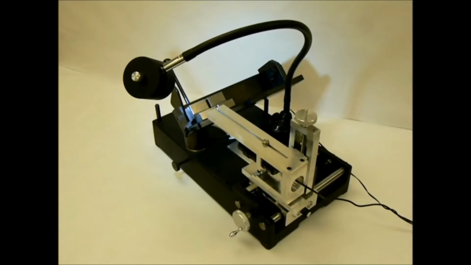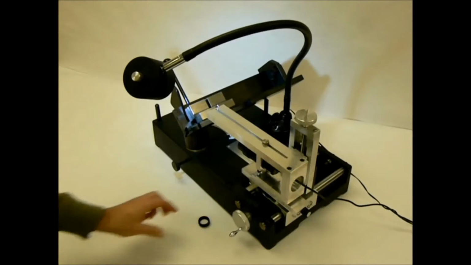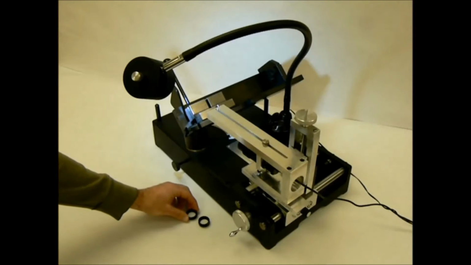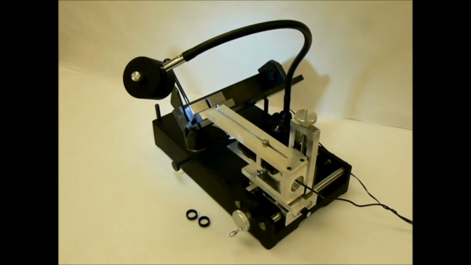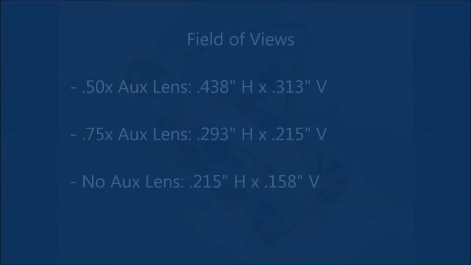The zoom level on the 560 mini video is adjusted through the use of auxiliary lenses. The machine comes standard with two auxiliary lenses, 0.5x and 0.75x. The system can also be used without an auxiliary lens. The approximate field of view for each configuration is as follows.